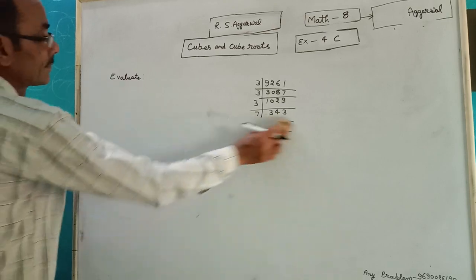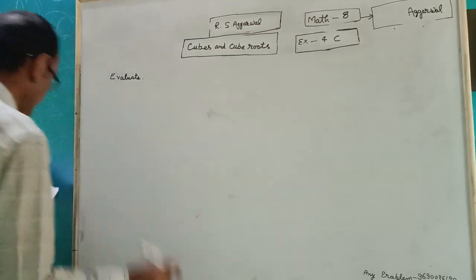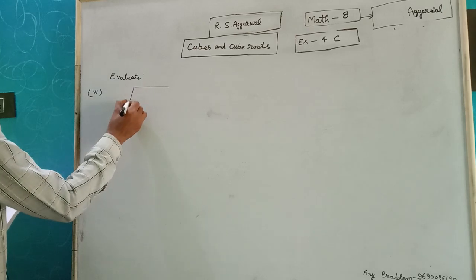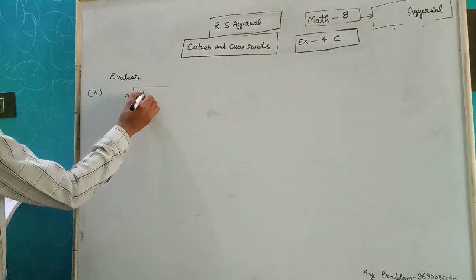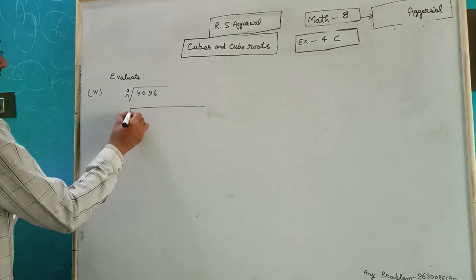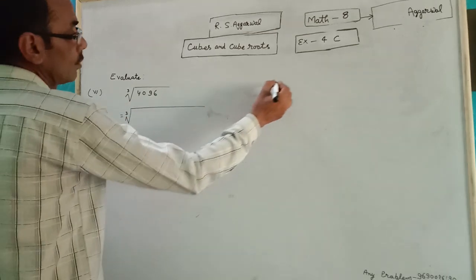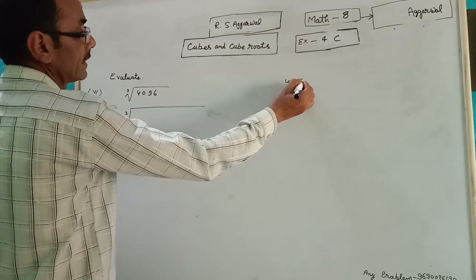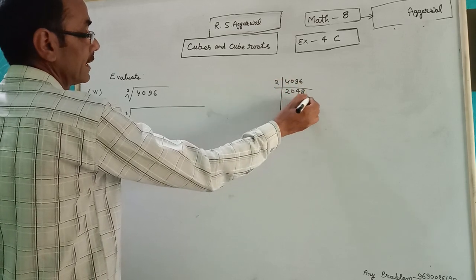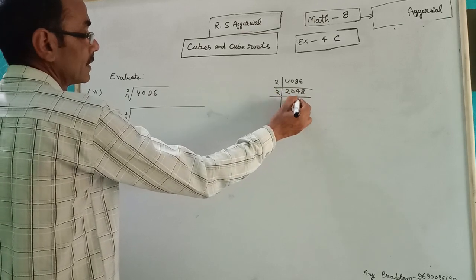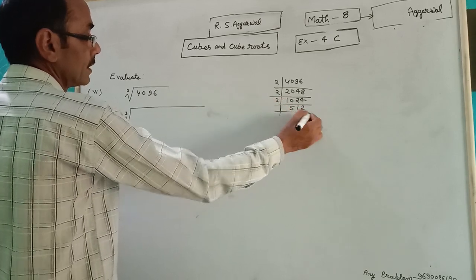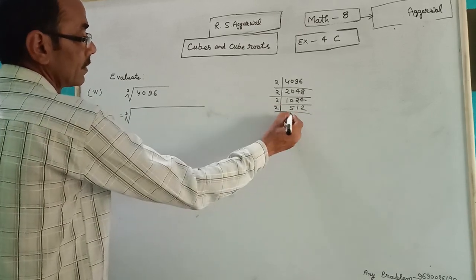Sixth question is cube root of 4096. Here write the prime factor of 4096. Divide by 2. 2048 divide by 2, 1024 divide by 2, 512 divide by 2, 256.